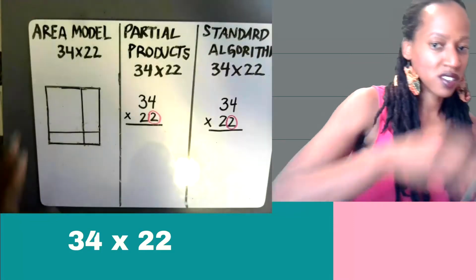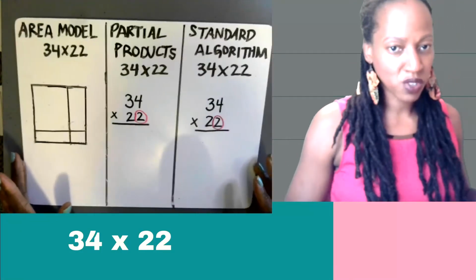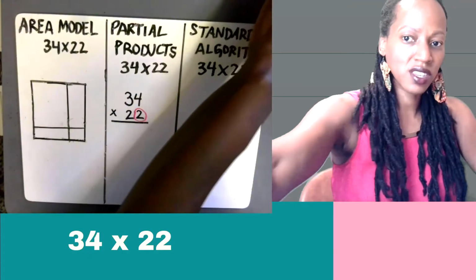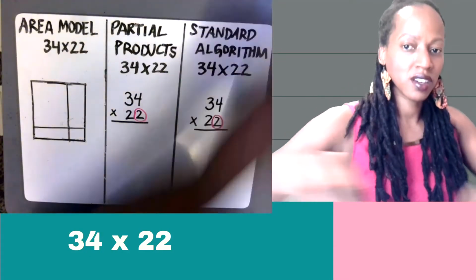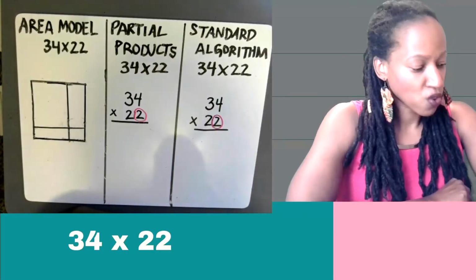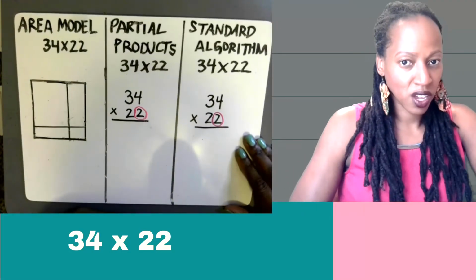So in this case, again, we're going to do all 3 steps. I want you to try to see how they connect, okay? So I have the area model. I have 34 times 22, okay?